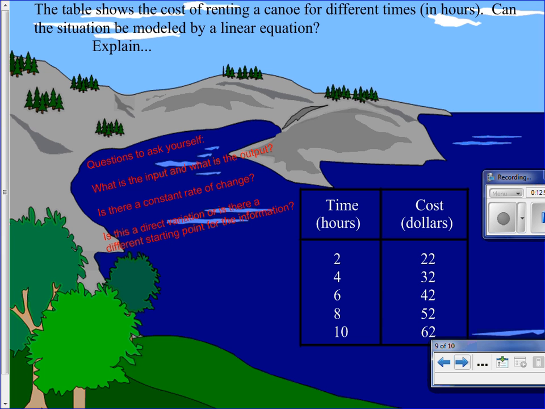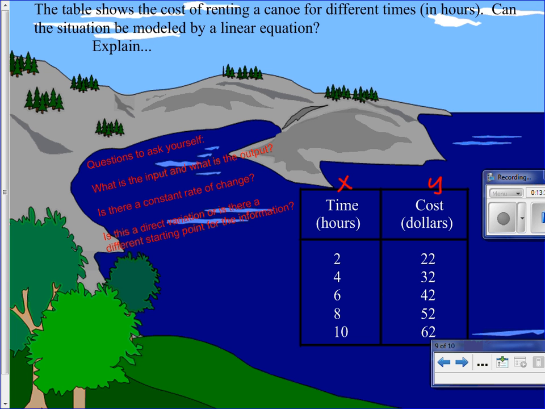So every time you're looking at your story, where's your ordered pair and where is your slope? Now, if they didn't give you slope, we might have to calculate it. So the table shows the cost of renting a canoe for different times in hours. Can the situation be modeled by a linear equation? Well, let's find out. Questions to ask yourself. What is the input and what is the output? Well, they gave you a table. Our time is almost always our input, and our cost is almost always the output. Is there a constant rate of change? That means, is there a constant slope?